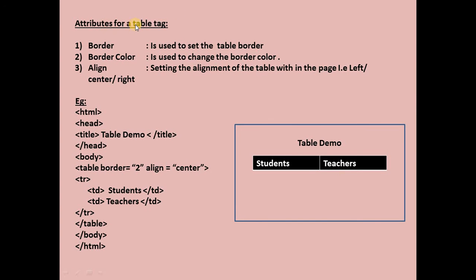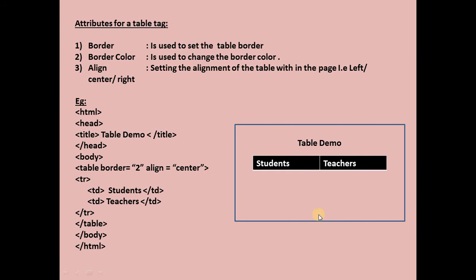Next we have attributes for a table tag. Border is an attribute which is used to set the table border. The table border is mentioned using the border attribute, and we can also change the border color using the bordercolor attribute. And one more attribute, that is the align attribute, is used to set the alignment of the table within the page. That is, the table can be aligned either towards the left, right as well as center of a web page.